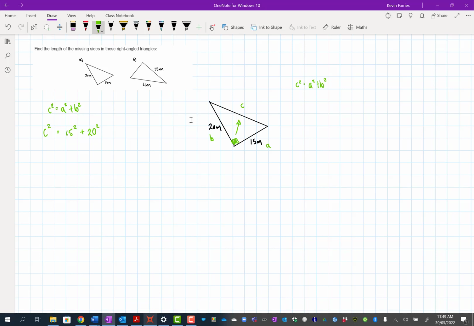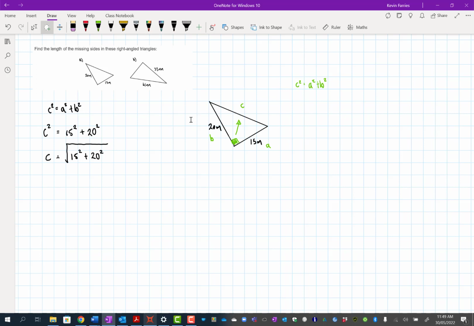We want to find c, not c squared, so we can just do the same thing to both sides. The opposite of squaring something is to take the square root. So we'll take the square root of that, and we'll get c. We'll have to take the square root of the whole of this side: 15 squared plus 20 squared.